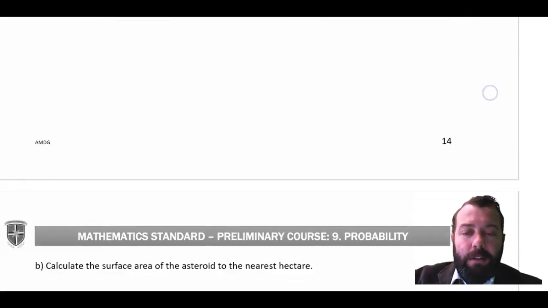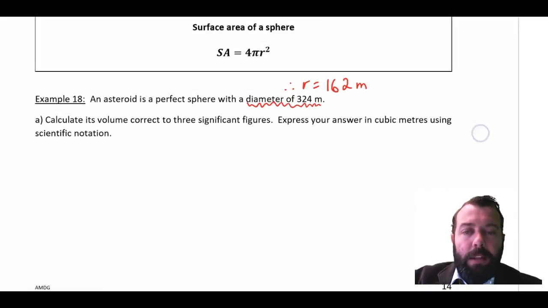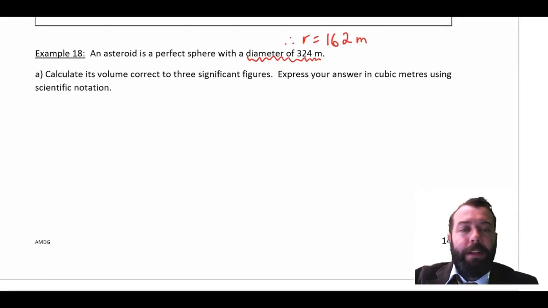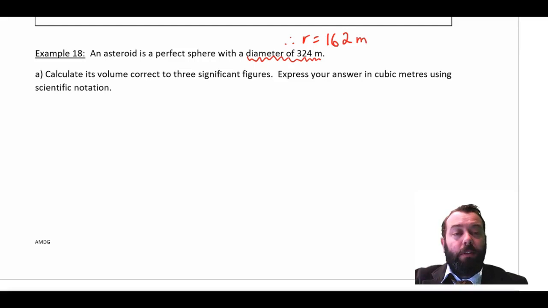So it asks us here, there are two things to do. Its volume correct to 3 significant figures in cubic meters using scientific notation, because we're going to get a fairly big answer. So we want to calculate the volume in cubic meters. Best to use meters as units, and that's what we have.